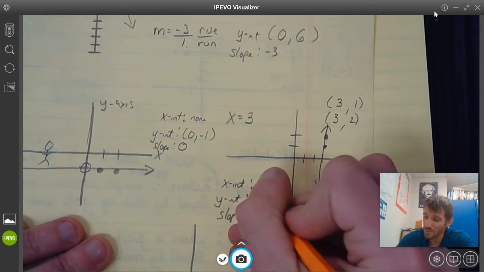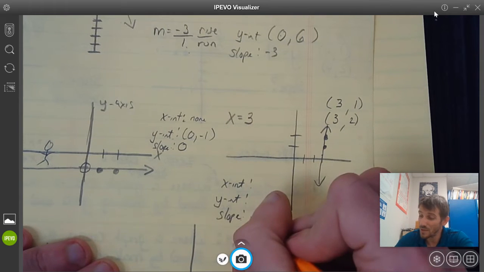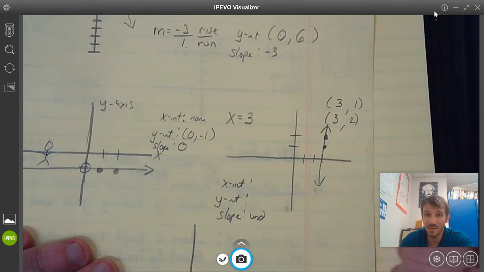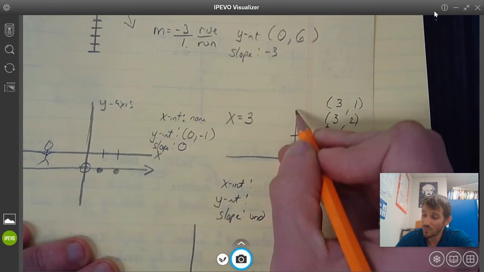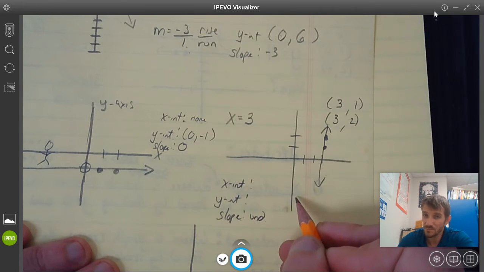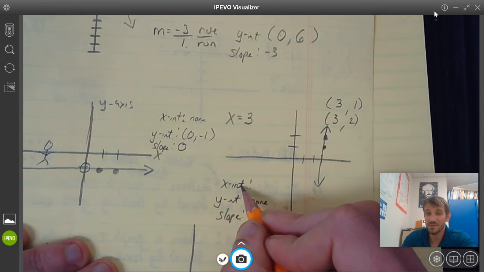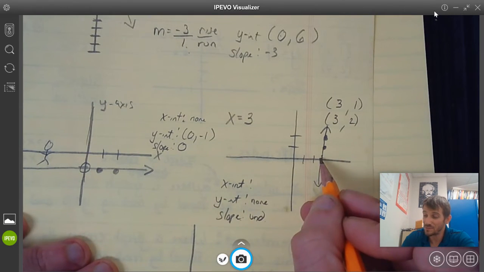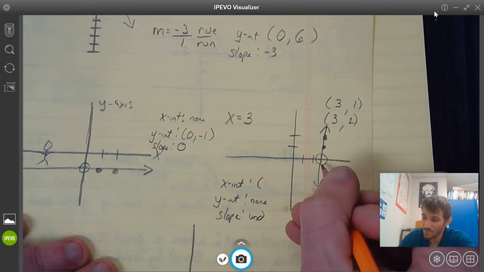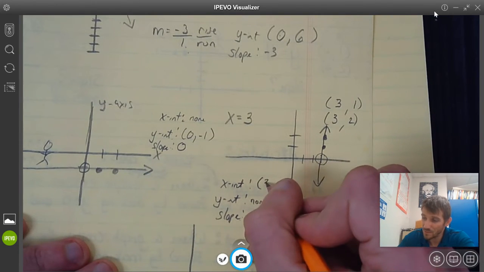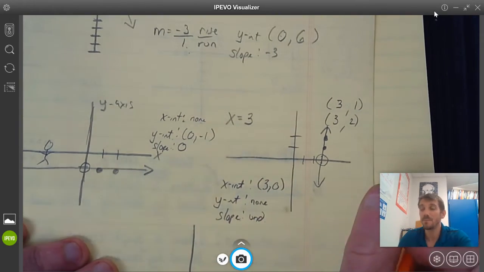Well, again, I'm going to go backwards. Where's our slope? If it's perfectly up and down, you can't walk on that. So it's undefined. The y-intercept, will it ever cross the y-axis? No. So there is none. And where does it cross the x-axis? The x-intercept is right here, which is at the point (3, 0). Remember, your x-intercept, the y is always 0.